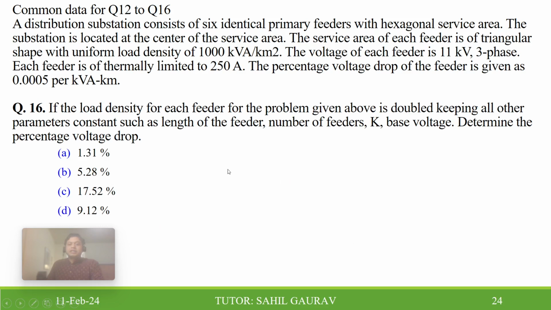Now come to the last numerical type problem. In this problem, if the load density for each feeder of the problem is doubled, keeping all other parameters constant, such as length of feeder, number of feeders, K, and base voltage, determine the percentage voltage drop. So here the load density gets doubled. So what do you think? What should be the correct answer?